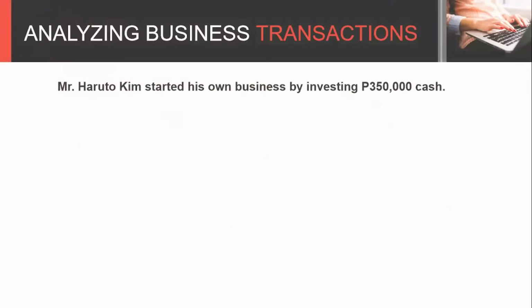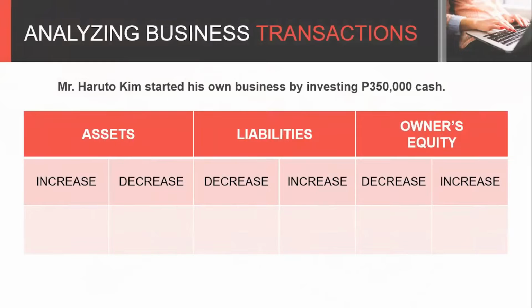For the first example, Mr. Haruto Kim started his own business by investing 350,000 pesos in cash. The accounts affected in this transaction are cash and capital. Cash is obviously affected because Mr. Kim invested with cash, while the capital is affected because investment is part of the capital.